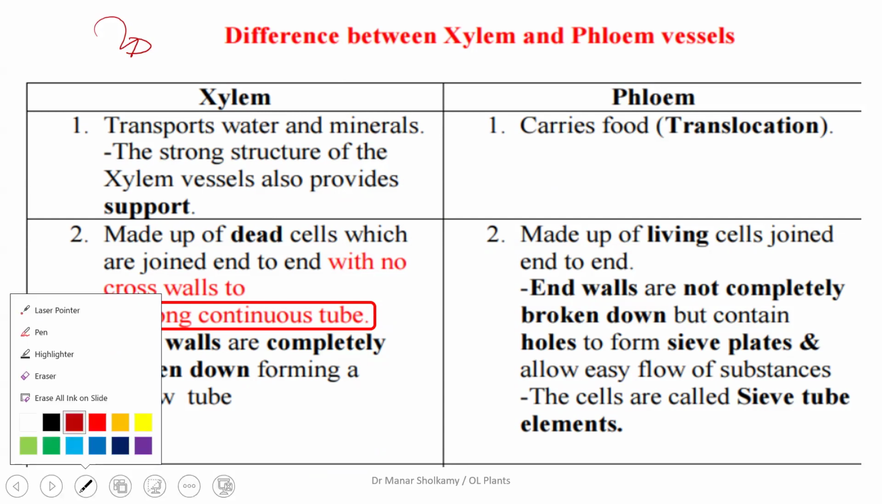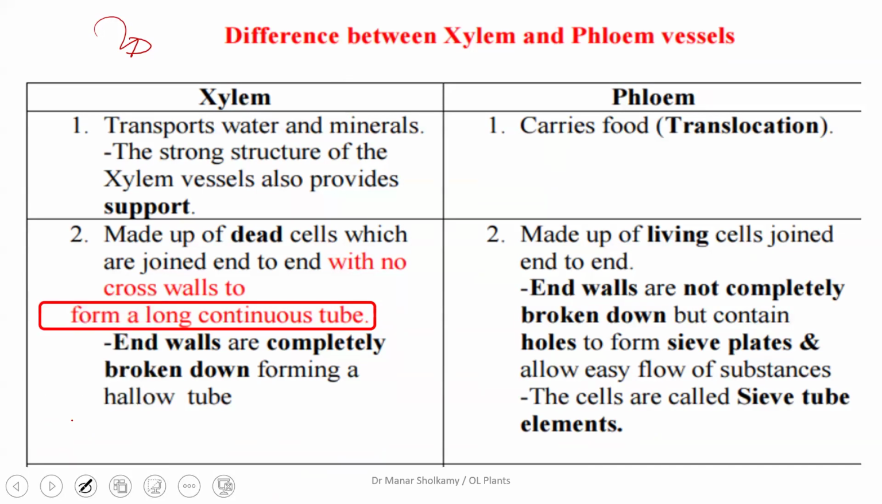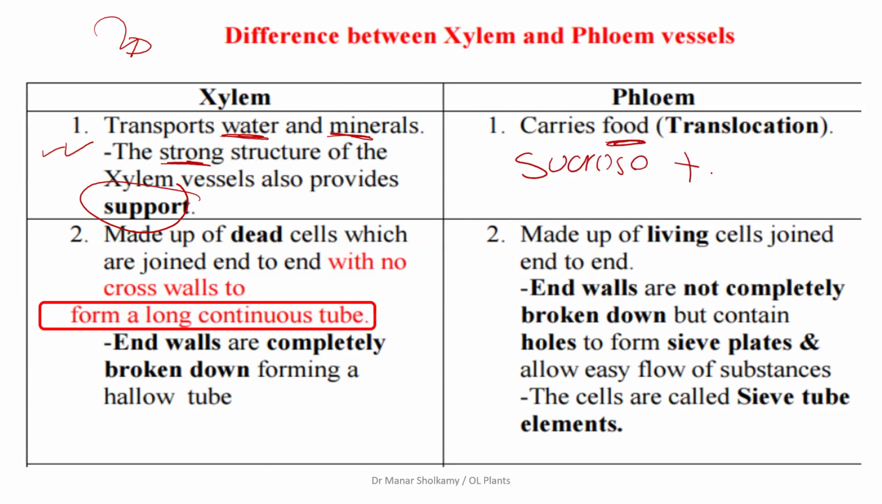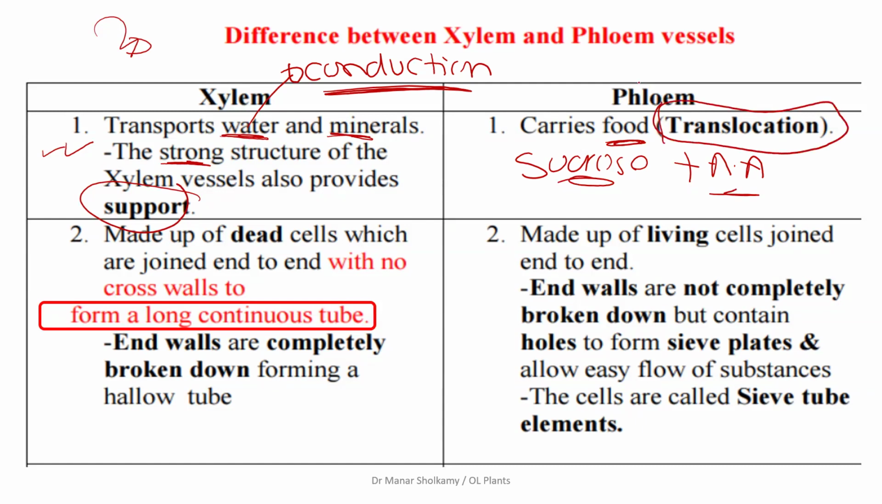Let's quickly look at it because they love the comparisons. Xylem transports water and minerals. It is strong. It provides support. I hope number 1 is clear. Phloem carries food, sucrose, and amino acids. The transport of water is called conduction. Please stress on the keywords. And the transport of sucrose and amino acids is called translocation.